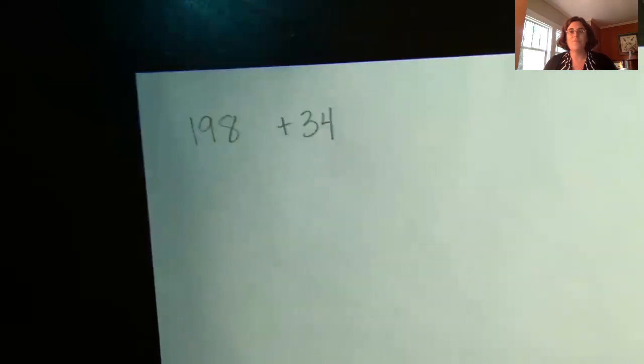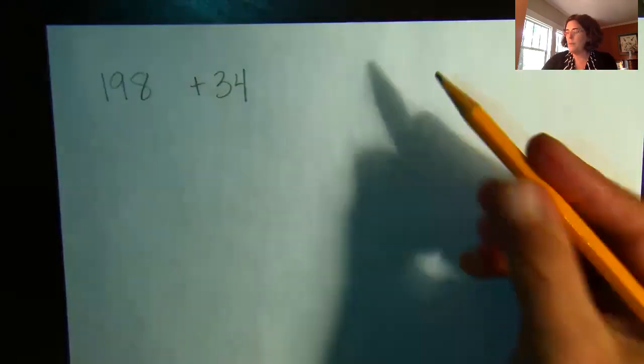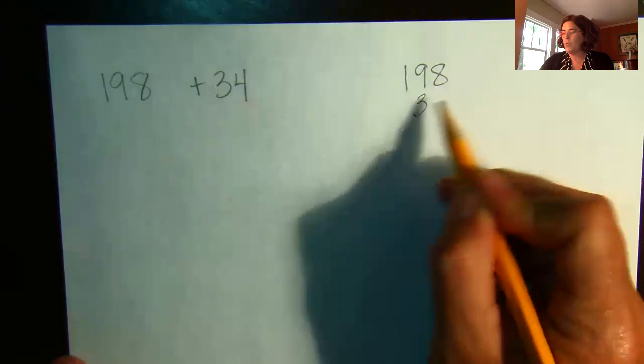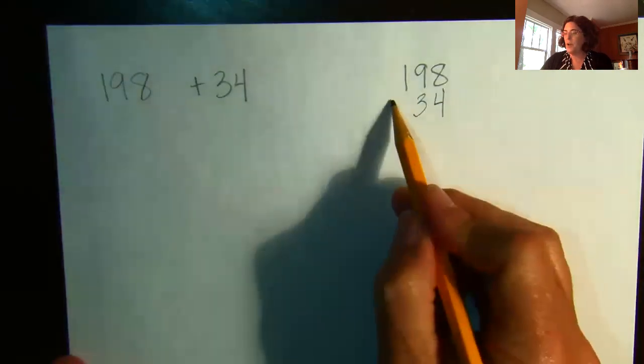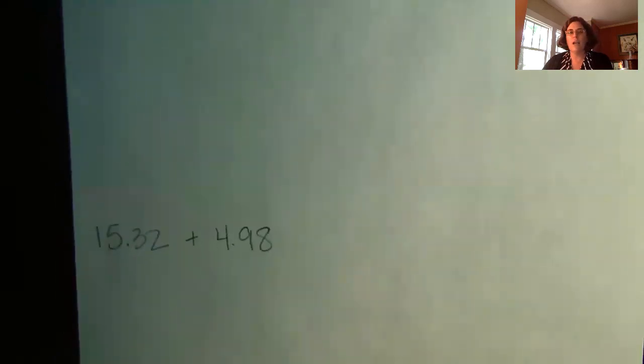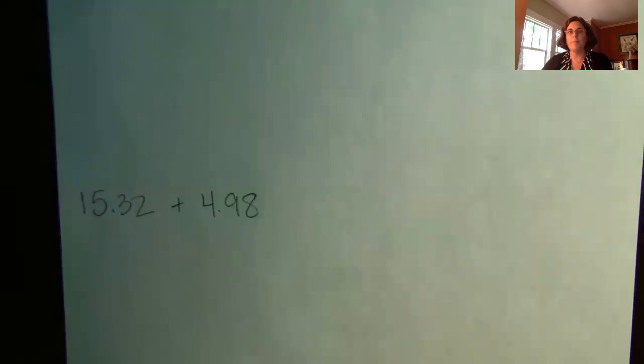All right, so I have a whole number problem here, and it's not set up so that I can add it. So what do I need to do? I'm going to write it up and down, making sure that my place values line up. The tens go under the tens and the ones go under the ones. Very good. All right, so let's use this same rule doing a decimal problem.